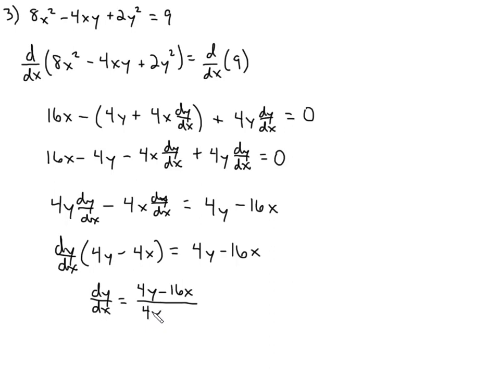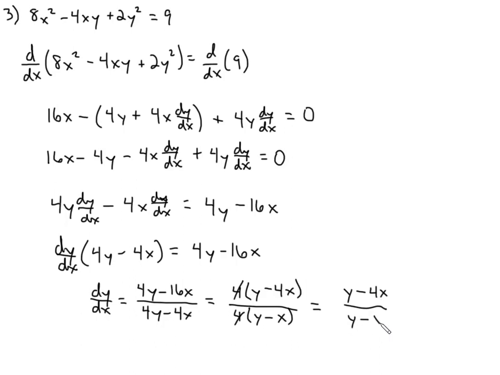4y minus 4x. Now we can notice here that we can factor a 4 out of both the top and the bottom, so let's go ahead and do that. If I factor a 4 out, I get y minus 4x. And then in the bottom, I factor out a 4, I get y minus x. Now these 4's can cancel, so we can simplify this to our nice final answer, y minus 4x over y minus x. And so that is our dy/dx.